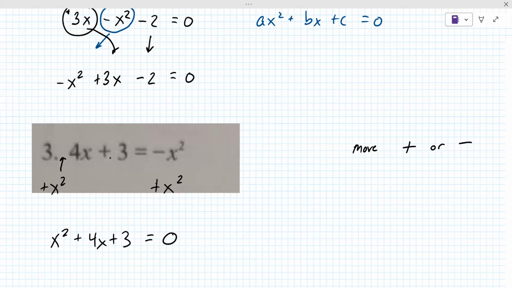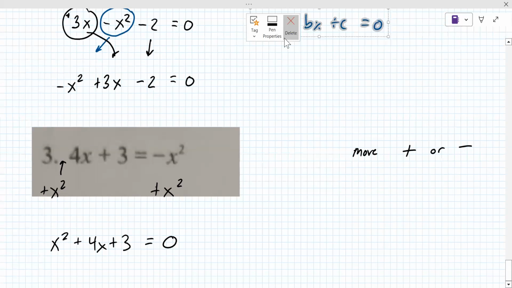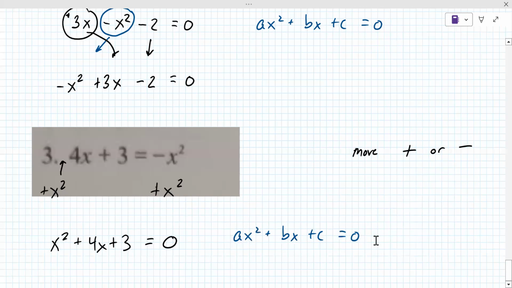And then should we reduce? Well, let's ask ourselves, is it in standard form? Is it in this ax squared plus bx plus c form? Is everything on one side of the equation? Yes. Is it in descending order? Yes. You're done. That was surprisingly fast. Well, they're going to slow down.